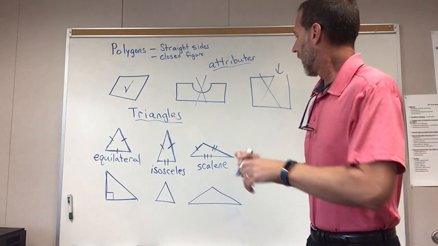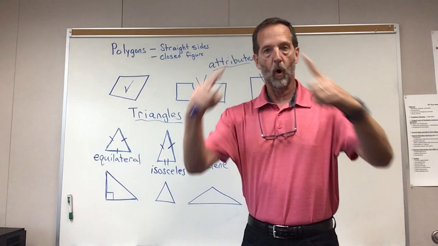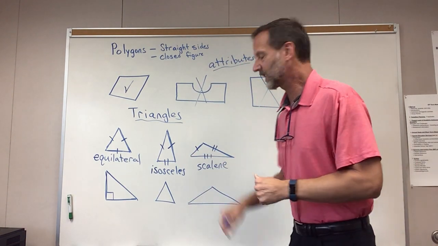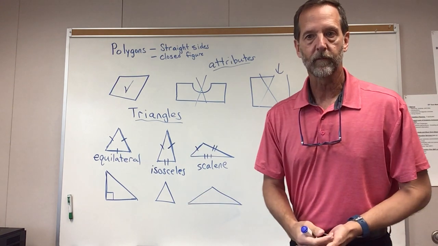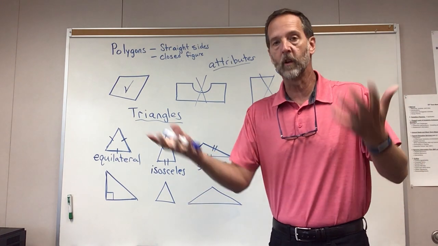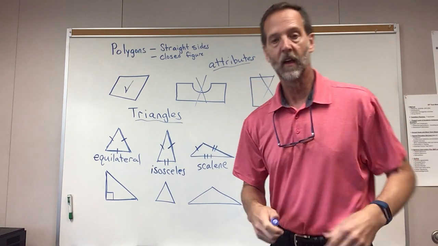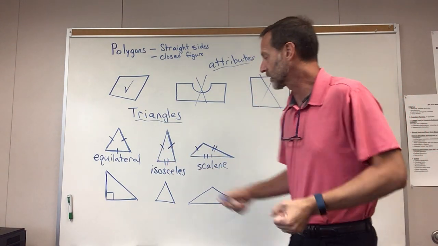All right. So equilateral, all the same. Isosceles, two are the same. Scalene, they're all different. Okay, it's just going to take practice of looking at them and knowing them. Take a look. Isosceles, isosceles, two that are the same. You just have to practice looking at them.